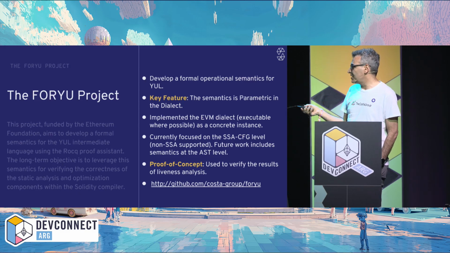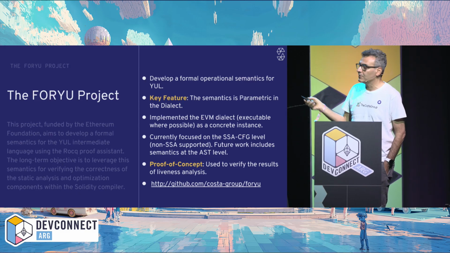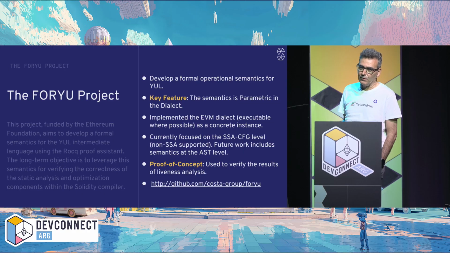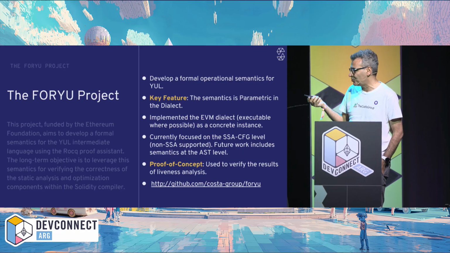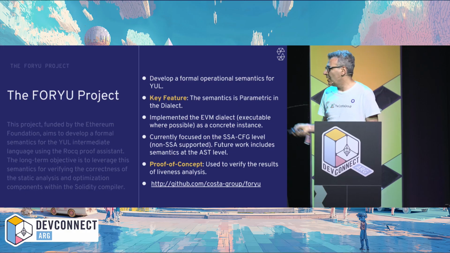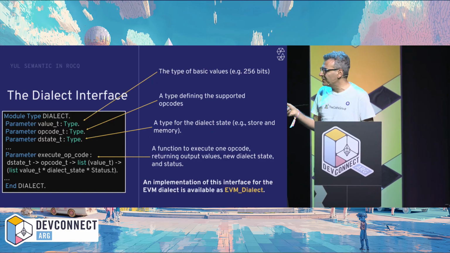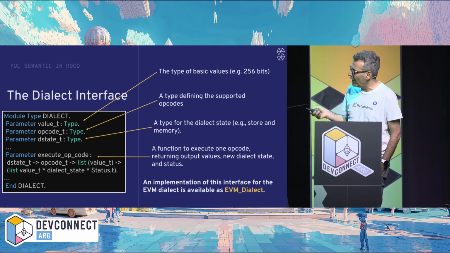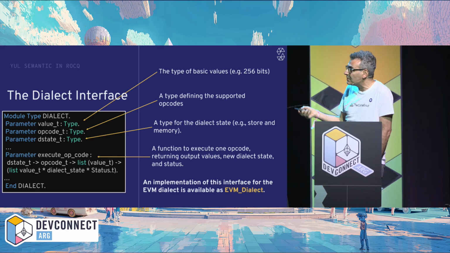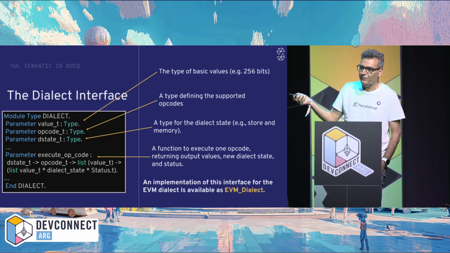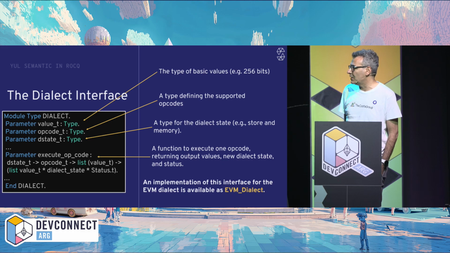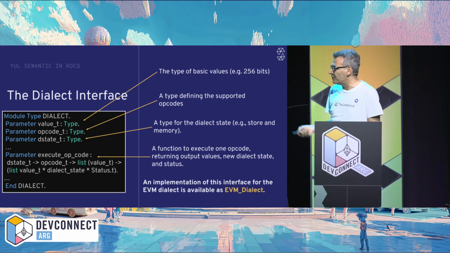As a proof of concept, we have verified the results of the liveness analysis in the Solidity compiler. We have developed a checker to check that the results of the liveness analysis that has been presented before are correct. Okay, so let me just briefly describe the components of the semantics that we have. Here we have the interface for the dialect. If you want to implement a dialect, you have to provide a type for the basic values, like 256 bits.